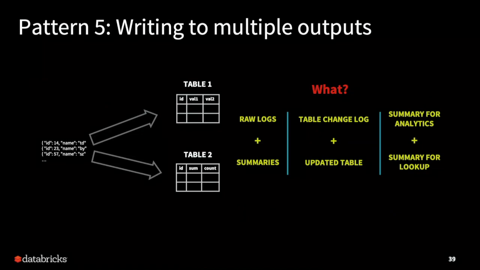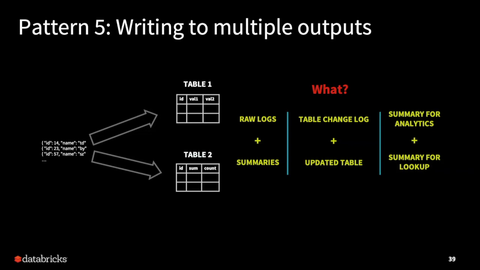Finally, my final pattern I'm going to talk about is writing to multiple outputs. Now, this is, again, common in different kinds of scenarios. For example, people want to update both the raw logs. So you have a stream of logs coming in. You want to store all the raw logs, as well as update summaries on top of those raw logs, or in the case where they want to access the change log stream as well as the updated table based on the change log stream, or they are computing summaries where they want it for both key value lookup as well as for analytical queries and reporting.